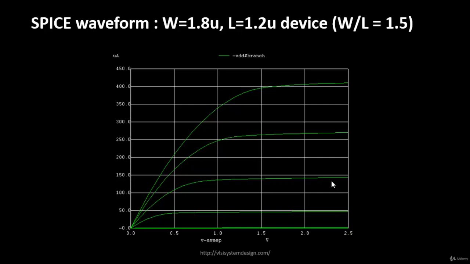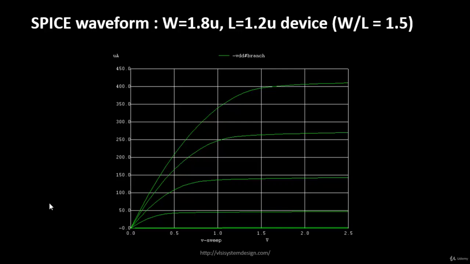This is at VGS equal to 1.5 volts, this is at VGS equal to 2 volts, and this is at VGS equal to 2.5 volts. So all the hand calculations, all the equations that we had derived, they're all encapsulated in these curves. You take your VGS one by one and plot the drain current, and this is what you will be getting.